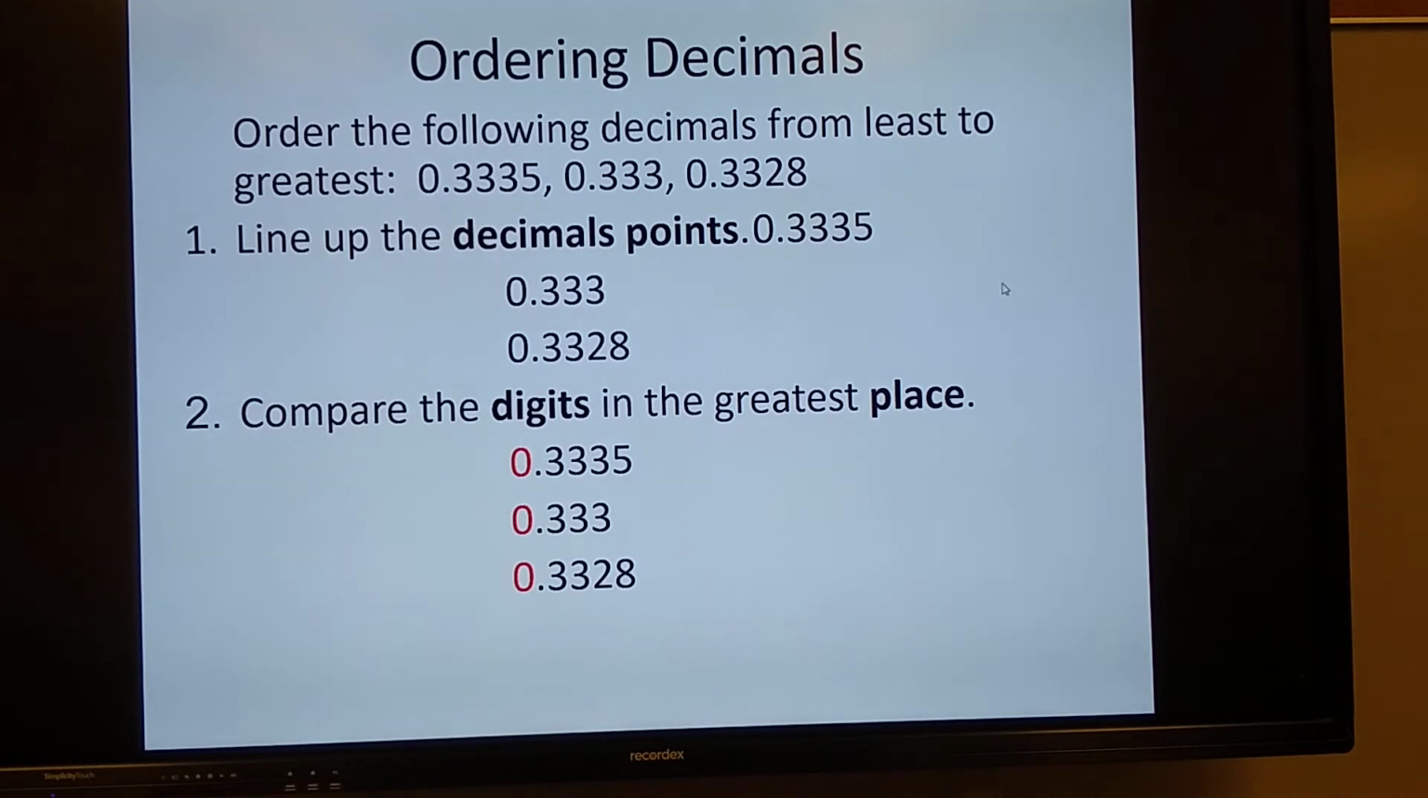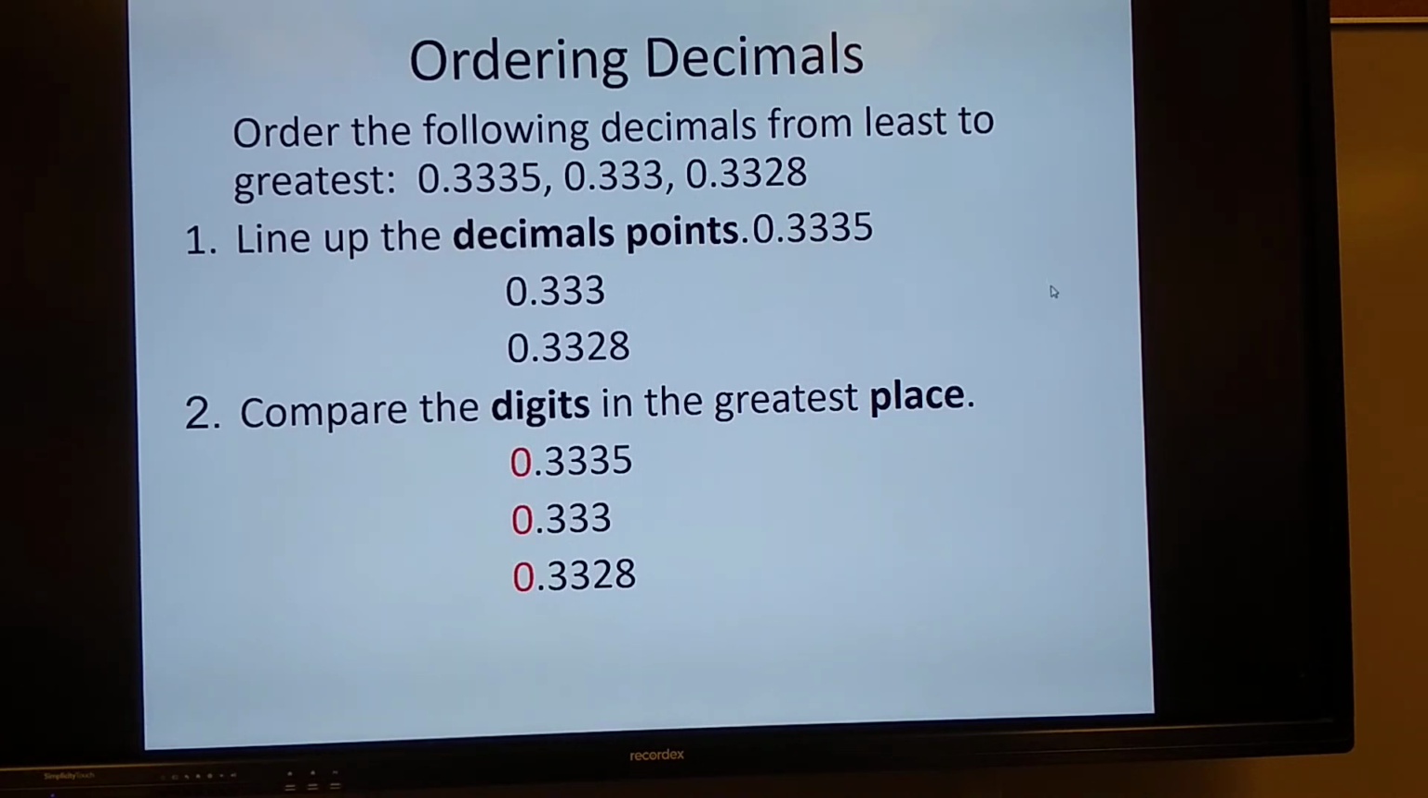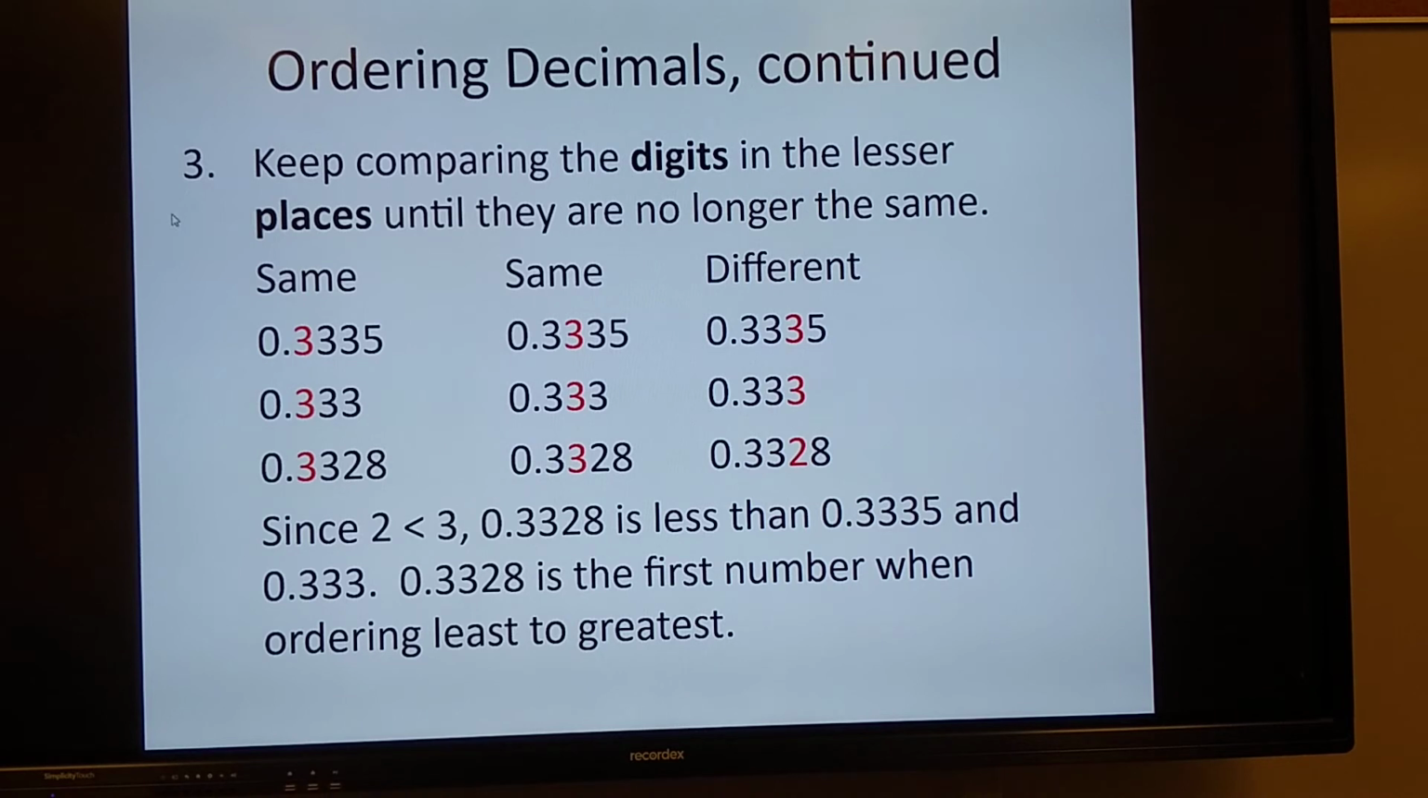Step number 2 is the same step when you compare decimals. Compare the digits in the greatest place. The greatest place here is the ones place. They're all zeros, so I can't use it. I must go to the next place. Keep comparing the digits in the lesser places until they are no longer the same. So the tenths place, they're the same. The hundredths place, they're the same. The thousandths place, I have two that are the same, but I have one that's different. I have a 3 and a 2 here.